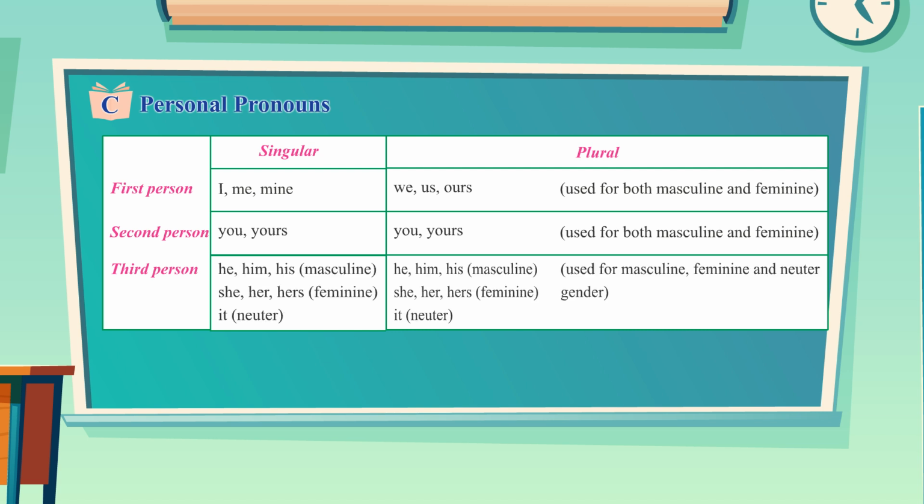Third person: he, him, his, masculine; she, her, hers, feminine; it, neuter.